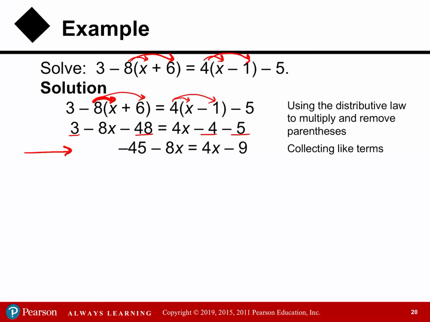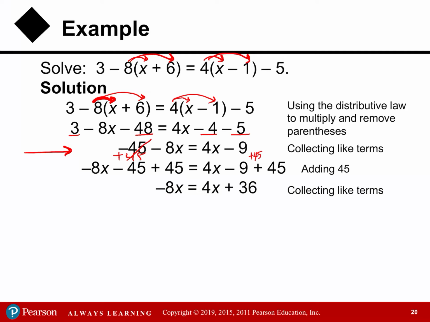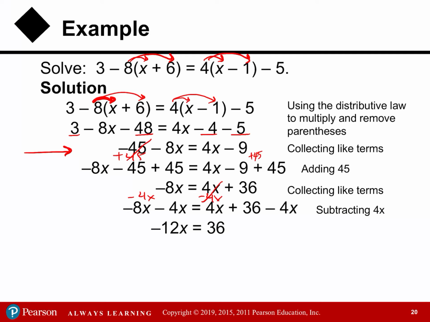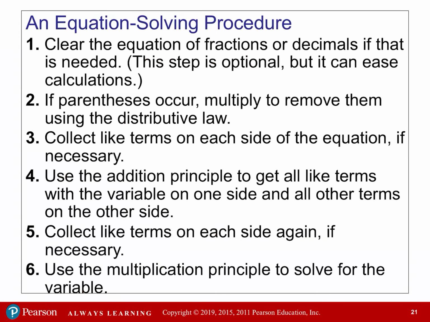Let's go ahead and clean it up. Let's go ahead and add our constant to both sides. So plus 45, that's gone, plus 45. And we're left with negative 8x equals 4x plus 36. Okay, let's go ahead and move that 4x. So minus 4x, so that's gone. Minus 4x, negative 8 minus 4x, we're left with negative 12x. So I have negative 12x equals 36. Divide by your negative 12. And we're left with x equals negative 3.